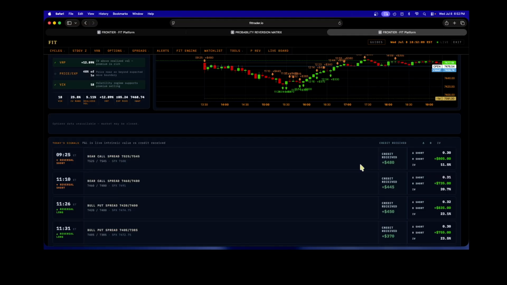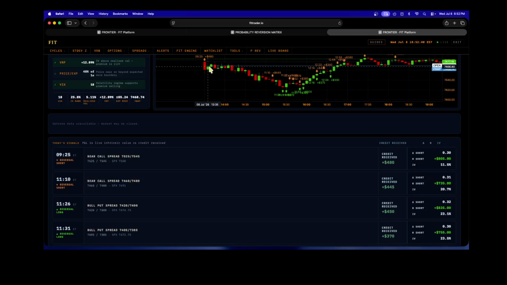So at 930, our SPX, our zero DTE traders, got a signal and the credit received was 480. Okay, that's a bear call spread. So for you futures traders who aren't familiar with a bear call spread, it's a bearish position. Options traders collect premium, and they make their money by having the market fall. As you can see here, the market fell from 925, from as high as 74.76 all the way down to 74.23.